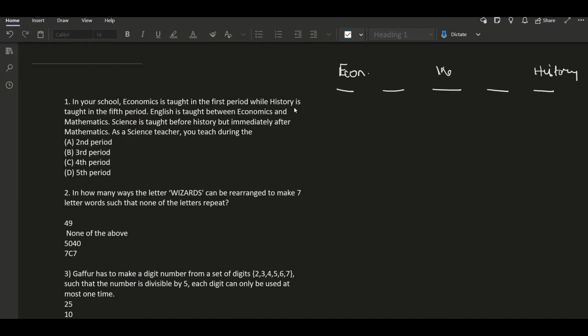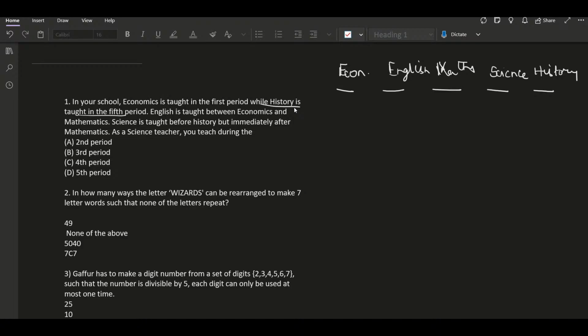So if we consider maths here, and English is taught between economics and mathematics, then English should be between them, that is economics, English and maths. Then there is only one period left, that is science, and we have followed all the conditions there. Economics is the first period, history is the last period, fifth period, and English is taught between economics and mathematics. That is also followed.